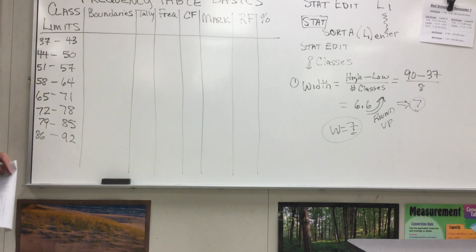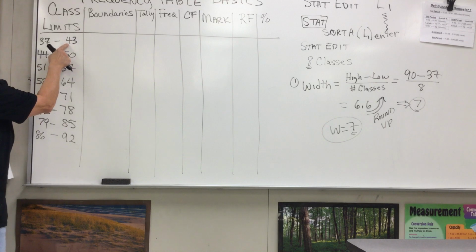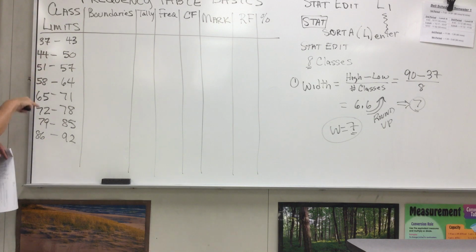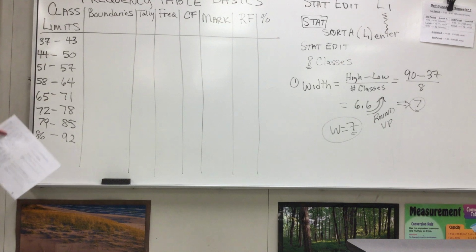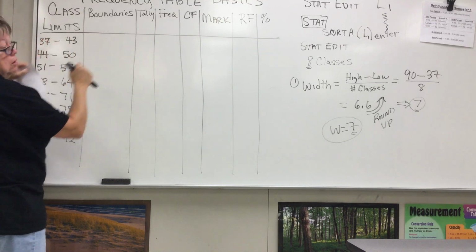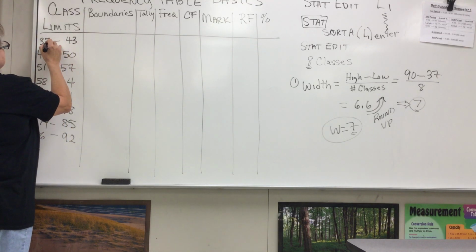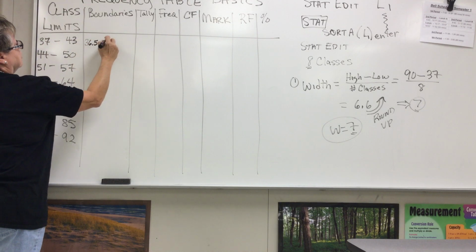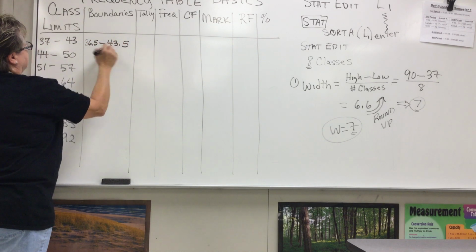They are not continuous. You'll see a gap between the limits, like 43, then 44, 50, then 51, as you go from class to class. Next up are class boundaries. Boundaries make your intervals continuous. You're dealing with a 0.5 smaller and bigger on either side. So 37 is going to become 36.5 to 43.5.